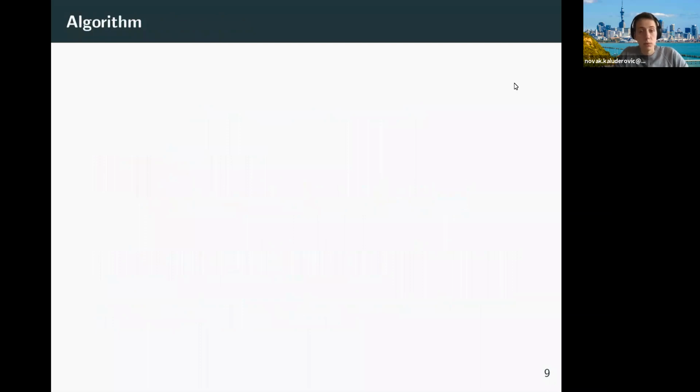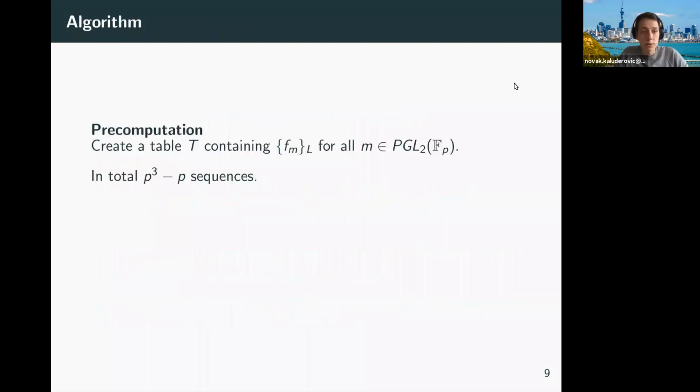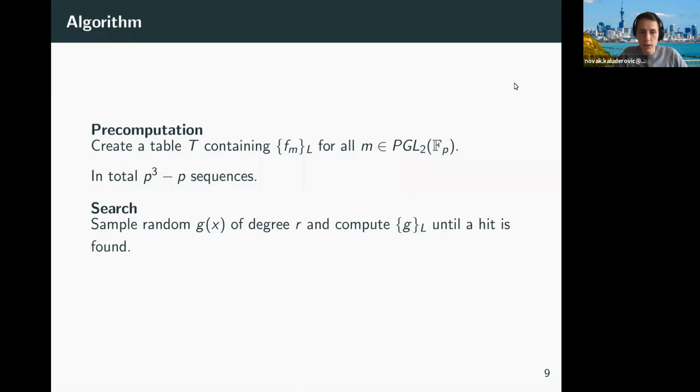As we said, it's a table-based collision search, and it's pretty straightforward. So there are two phases. In the pre-computation phase, we create a table that contains Legendre sequences of all polynomials f_M for all Möbius transformations M. So in total, we create a table with p cubed sequences. In the search phase, we sample random polynomials of degree r, compute their corresponding Legendre sequence until we find a hit in the table. And finally, the hit will lead us to the key f.